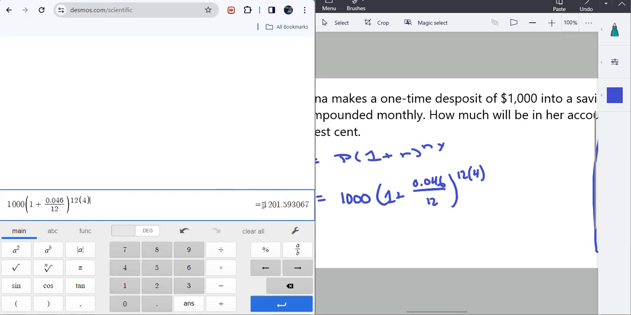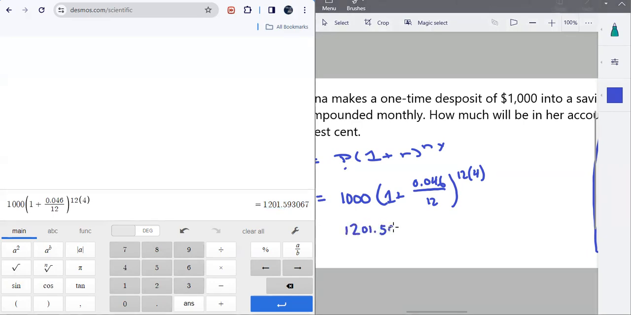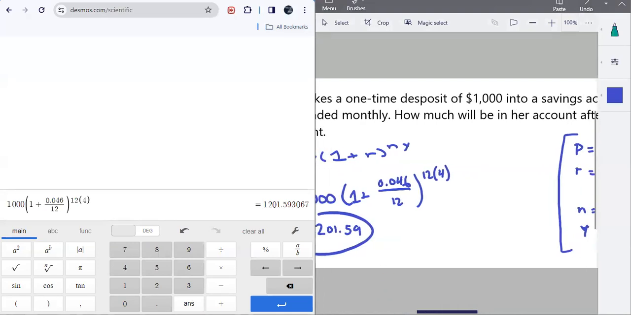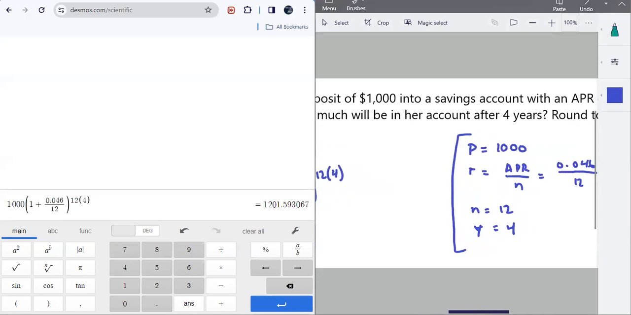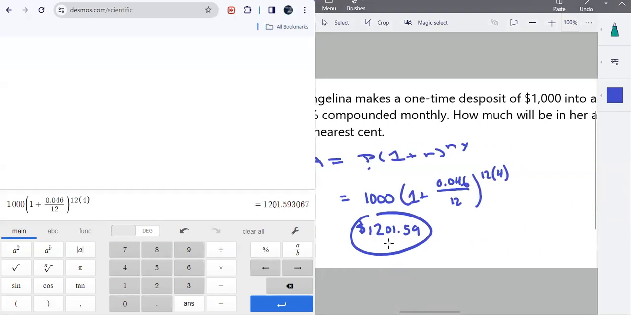This avoided any unwanted rounding errors by putting the entire question into Desmos all at once. And we can now take this answer and round it to the nearest cent. So it looks like Evangelina has $1,201.59. So they ask us how much will be in her account after 4 years. There it is, 1,000. Should I say 12,000? If only. $1,201.59.